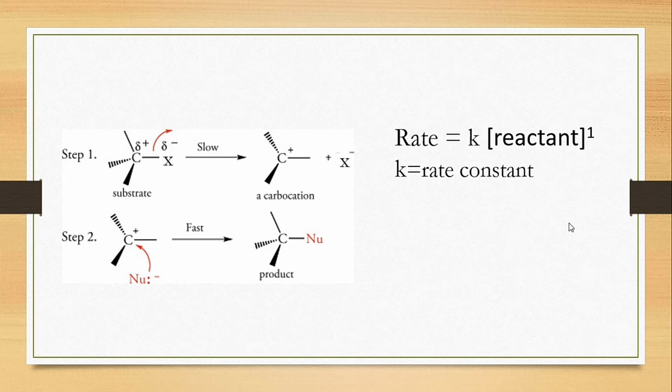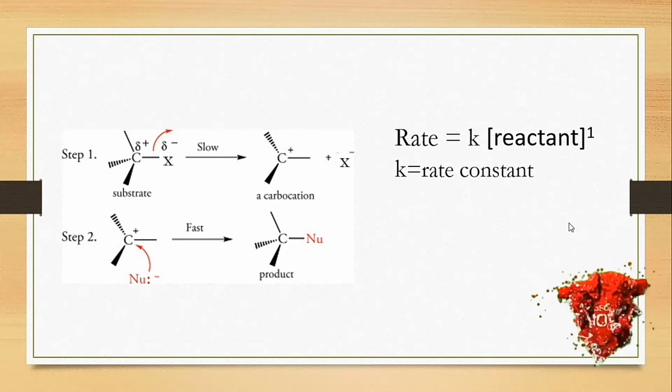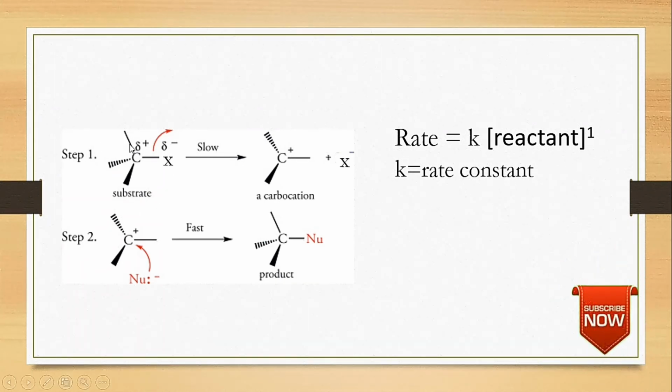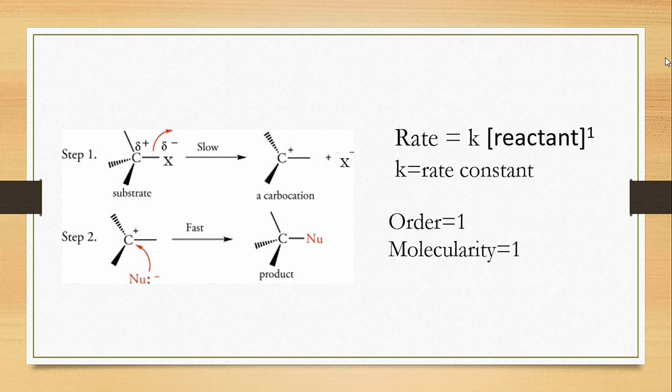Now for this reaction, if we try to find out the rate, then we know the rate formula equals k, the rate constant, times the concentration of the reactant. Here the reactant is this one. Only one reactant is present, so that's why the power is 1. So it is the concentration of the reactant to the power 1. This is the rate, and the power is 1, which means the order will be 1. And since only one reactant molecule is present, the molecularity is also 1.